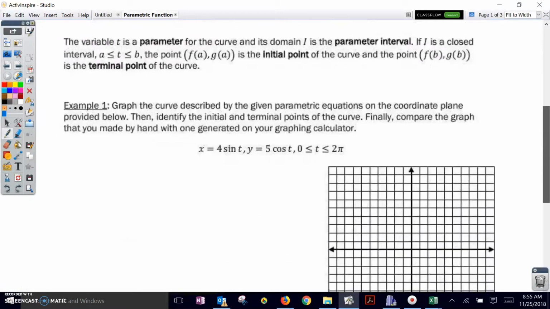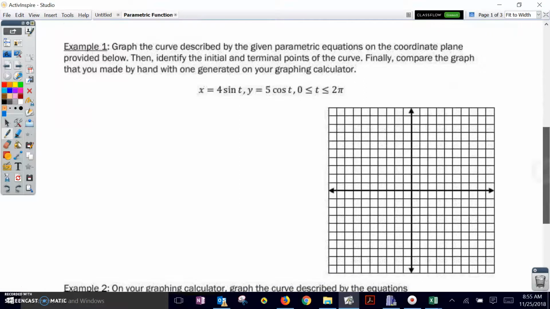We're going to go ahead and look at example 1. We're going to graph the curve described by the given parametric equations on the coordinate plane. Then we're going to identify the initial and terminal points, and then we're going to compare this graph to one that we generate on our graphing calculator. Alright, so first of all, I'm going to let each block equal 1/2 unit here, just so that my graph is a little bit bigger on the grid.